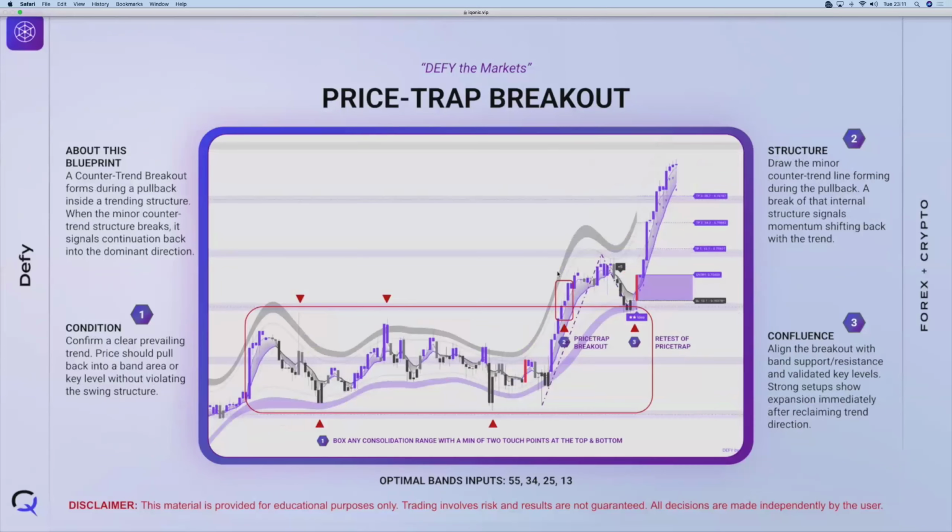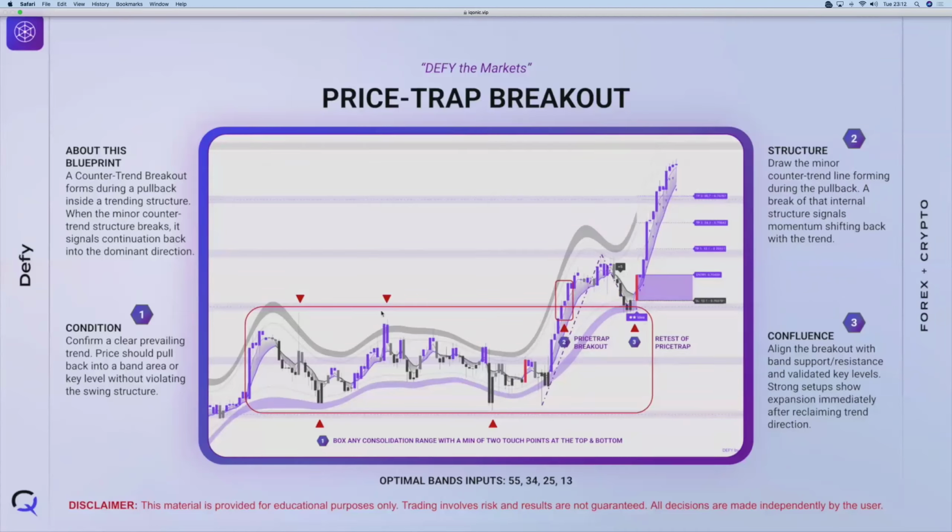So these are for all my basically break and retest traders. And this does work on lower band settings, 55, 34, 25, 13. This does work on smaller band settings because you have to be able to see that rapid pullback to be able to get that continuation. So the price trap breakout is very, very simple. You simply want to box up two key levels and then just make sure that the price is consolidating between these key levels, right? We have some rejection here.